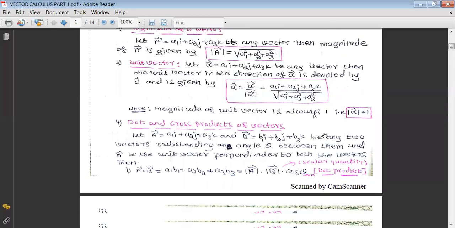Now let us go with some things which are very important with respect to vectors. One is called the dot product, another is called the cross product.